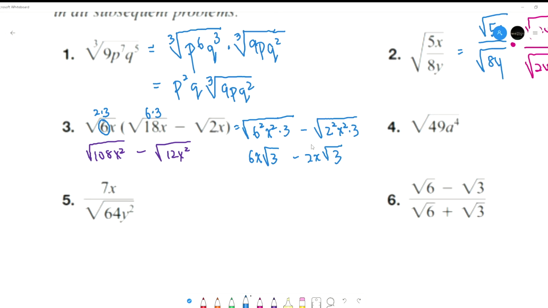Now, the last step, you see that these are like radicals, so you can subtract, right? Radical 3, right? So 6x minus 2x is 4x radical 3. Okay?